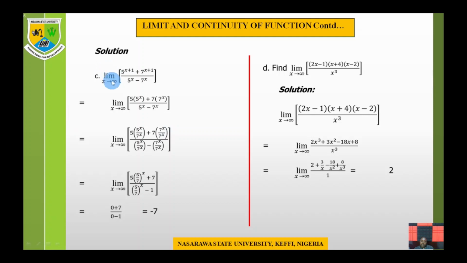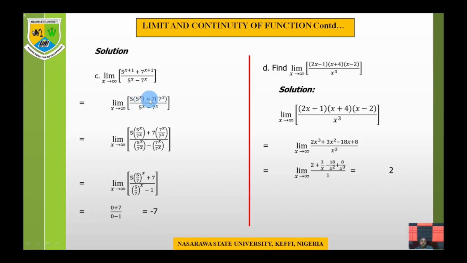Next, the limit of 5 raised to power x plus 1 plus 7 raised to power x plus 1 divided by 5 raised to power x minus 7 raised to power x. When you look at this, as x approaches infinity, if we make the direct substitution, we are going to have infinity over infinity. So we have to make some rearrangement and then perform some operations that will reduce the function so that we can now substitute and have something meaningful.